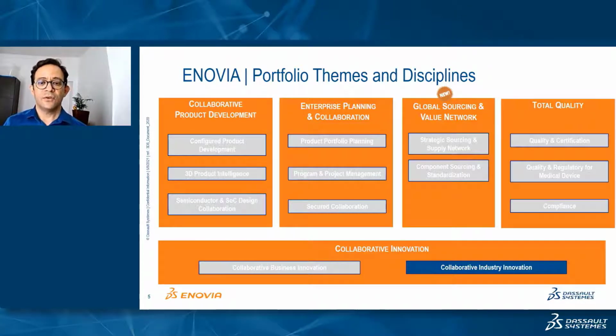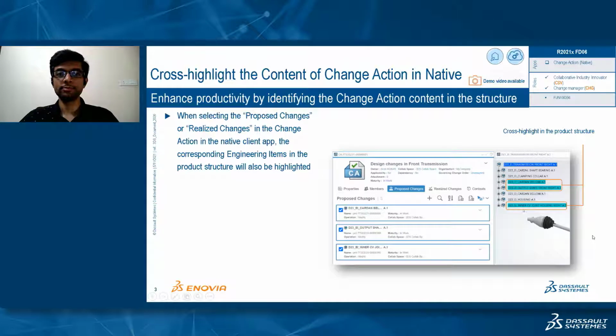So let's start by focusing on the new enhancements in the collaborative industry innovation, or the role collaborative industry innovator, CSV. Well, let's start with the first enhancement of the CSV role. This particular enhancement is applicable for the Change Action app inside the 3D Experience CATIA native client.